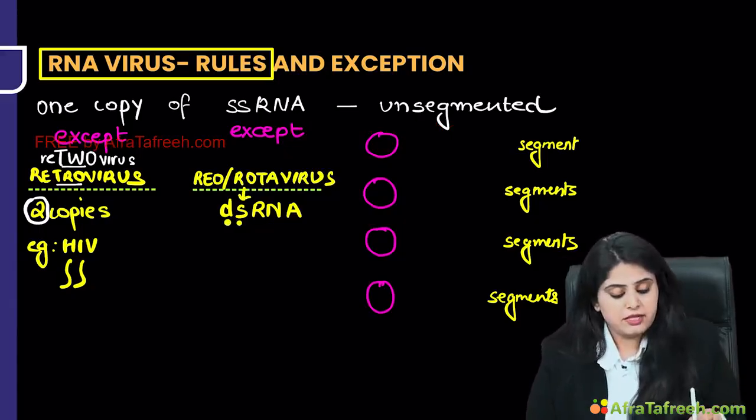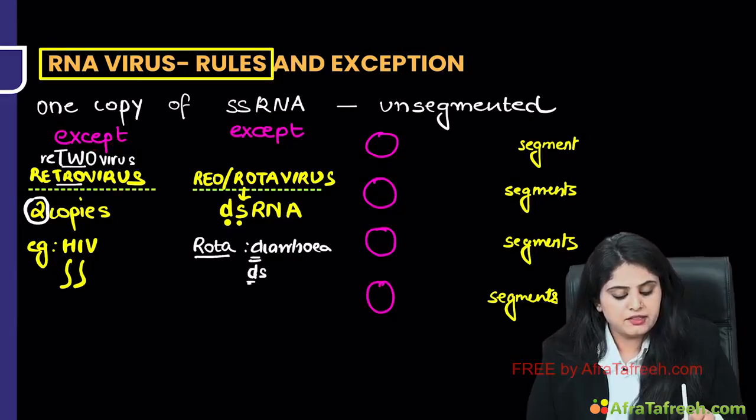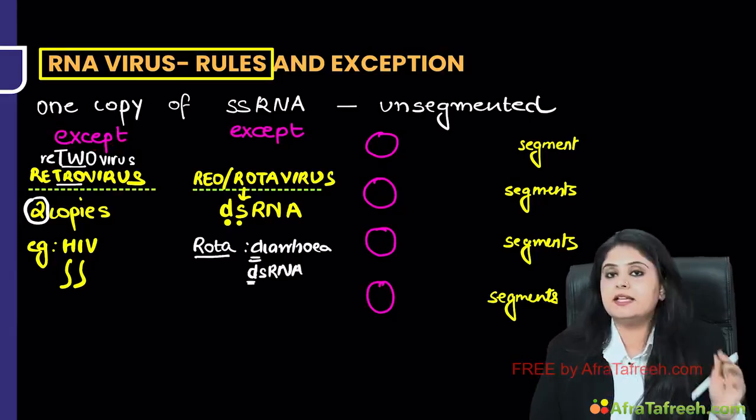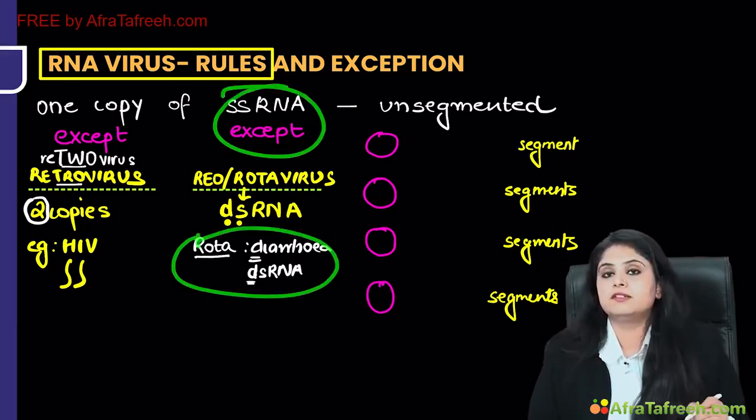How did I learn it? If you remember, I just told you rotavirus was that rota hua bachcha. Why? Because the rota hua bachcha was having diarrhea. So remember, the one with diarrhea is the double-stranded RNA virus. The diarrhea wala rotavirus is the only double-stranded. All the others are single-stranded.